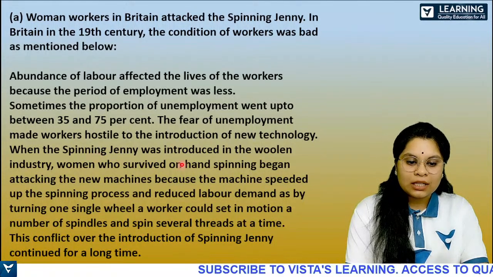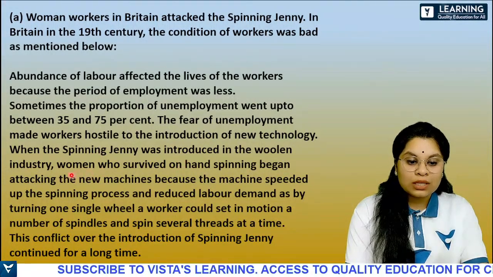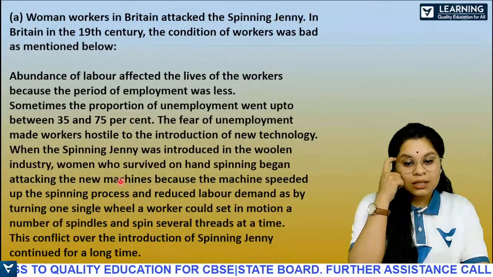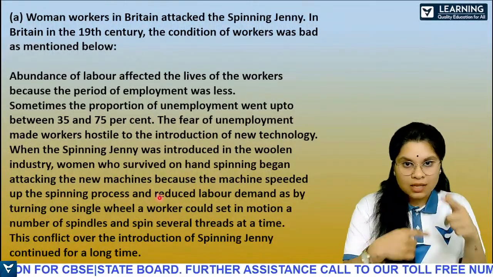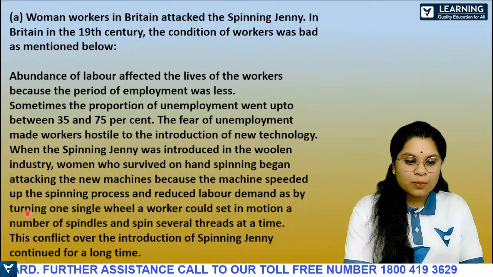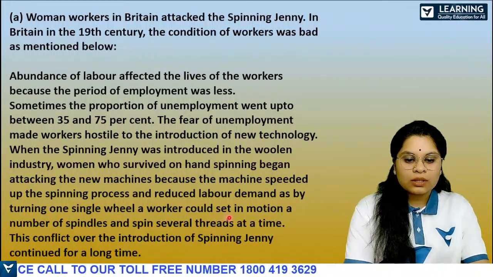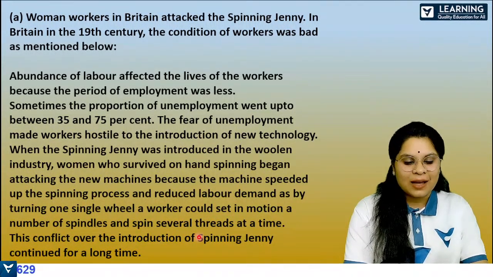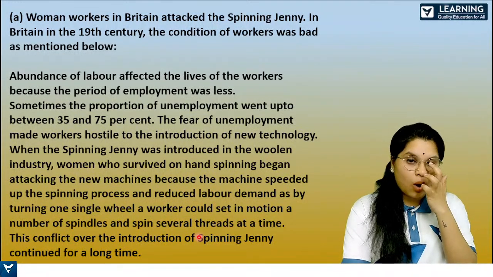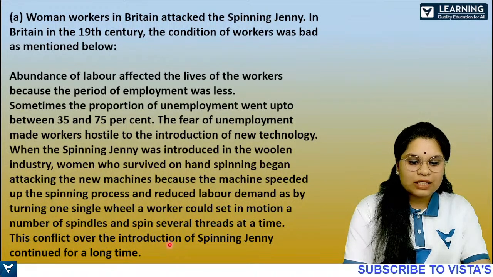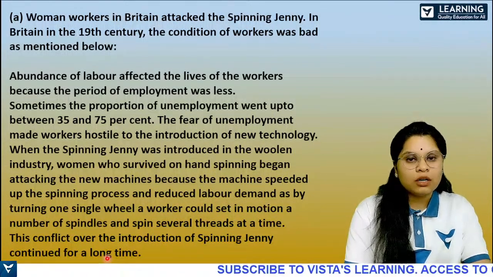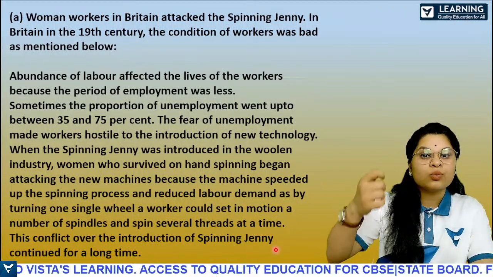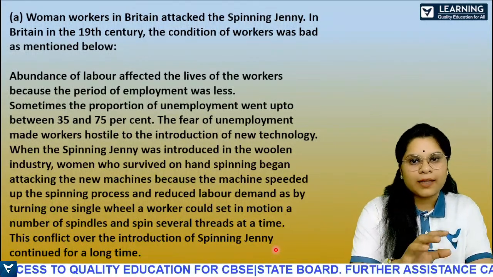When the spinning jenny was introduced in the woolen industry, women who survived on hand spinning began attacking the new machines because the machine speeded up the spinning process and reduced labor demands, as by turning one single wheel, a worker could set in motion a number of spindles and spin several threads at a time. So it was also working according to the speed. The conflict over the introduction of the spinning jenny continued for a longer period of time. I've already told you what the spinning jenny is. It's an instrument which is used to weave, right? So it was about that.